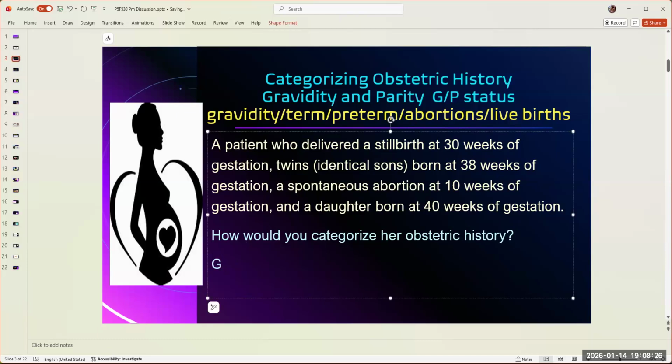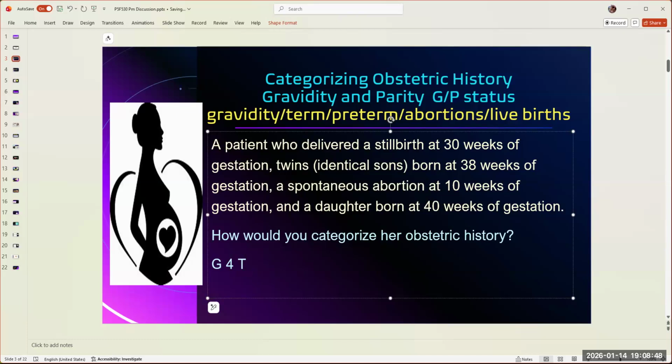How did you come up with 4? Because she delivered at 30 weeks. She had twins, but you don't count those. You just count it as one because it's one pregnancy. And then she had the abortion. That's 3. And then she got a daughter at 40 weeks. That's 4. She's pregnant 4 times. Good, good.